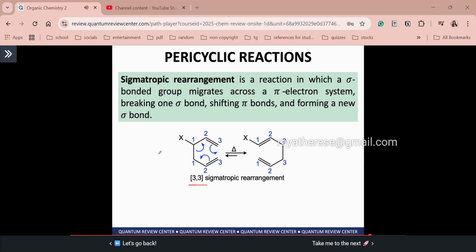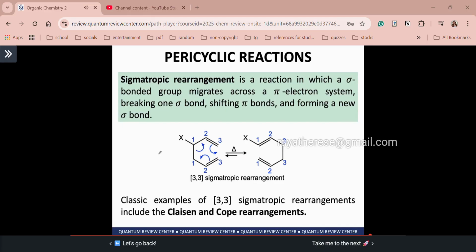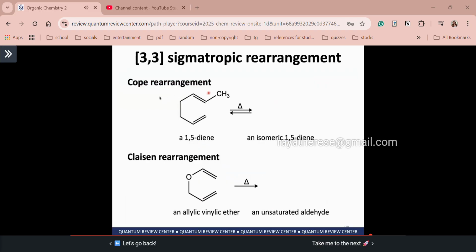We have your Claisen and Cope rearrangement. These two are actually board exam relevant types of sigmatropic rearrangement. Okay, so first we have your two types again, your Cope and Claisen rearrangement. So in particular, for Cope rearrangement, of course, this will always involve your 1,5 diene. So class, again, for your 1,5 diene, your sigma bonds here will migrate through our pi electron system in order to form at least 3 new sigma bonds. So for our product, you have the new 3,3 sigma bond here in your isomeric 1,5 diene because your double bond also migrated from our 1,5 diene to your isomeric 1,5 diene.